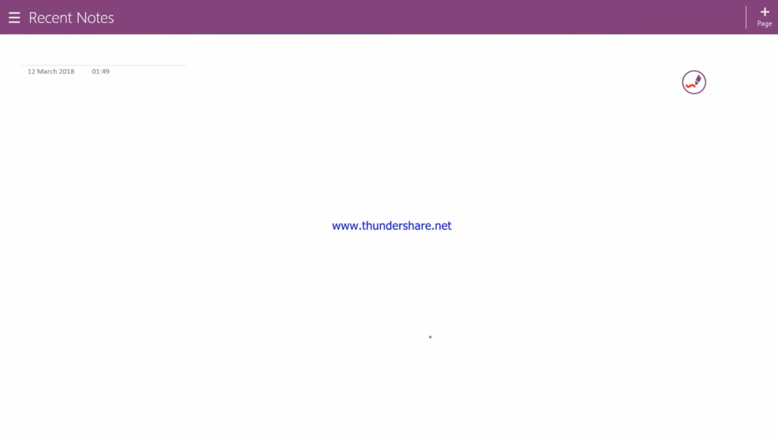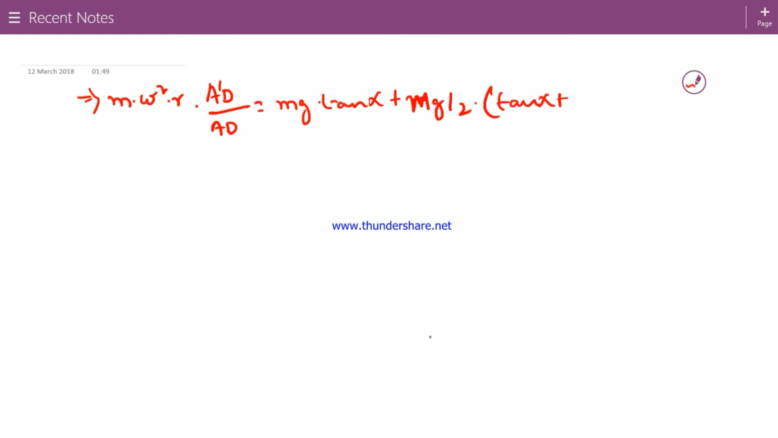So we are coming to the next page. Let me write the equation again. It was somewhat like that: AD equal to, what was it, mg tan alpha plus capital MG by 2 into tan alpha plus tan beta, isn't it?